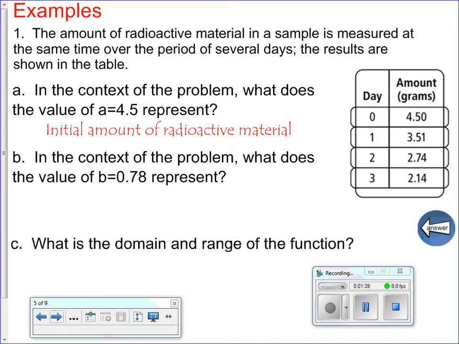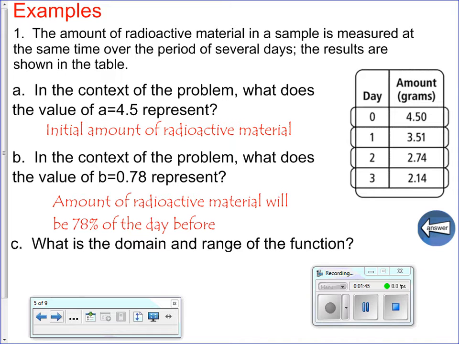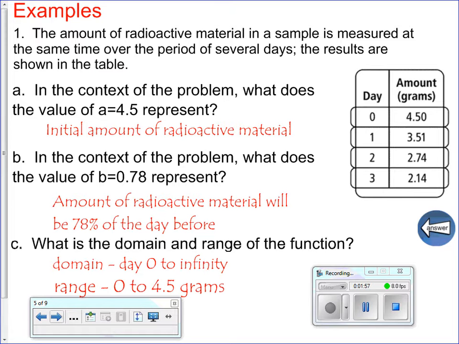In the context of the problem, what does the value b equals 0.78 represent? That means the amount of radioactive material will be 78% of the day before. So we have a decay going on. What is the domain and range? The domain is from 0 to infinity, and the range is from 0 to 4.5.